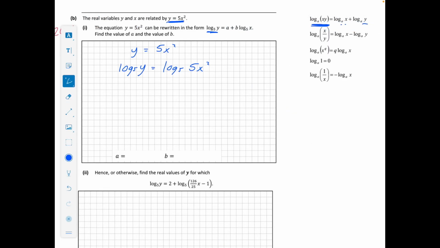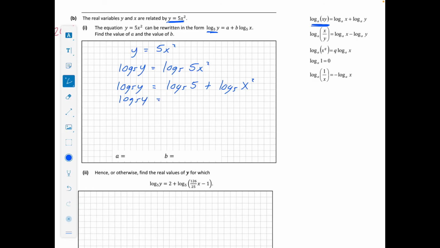What do they do here? They split up the x and the y. So we're going to do the same thing. We're going to split up our 5 and our x squared. That gives us log to base 5 of y is equal to log to base 5 of 5 plus log to base 5 of x squared. Getting a little bit closer now. At least we have 2 things matching up here.